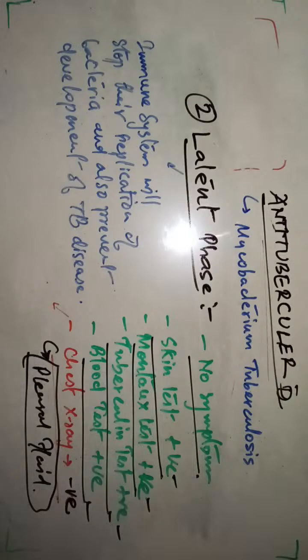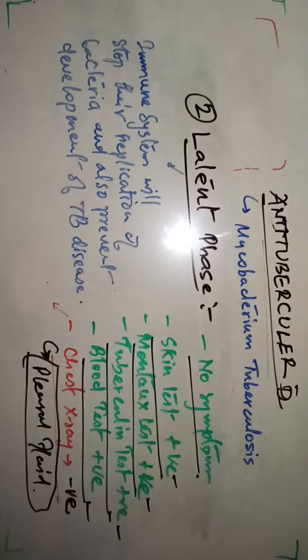That is called the chronic phase. It is also called the active phase, and also the infectious phase. In the first phase and second phase, there is no symptom. In the first phase, all the tests are negative. In the second phase, all the tests are positive except the chest X-ray, which will be negative. Next, we are proceeding towards the third phase.